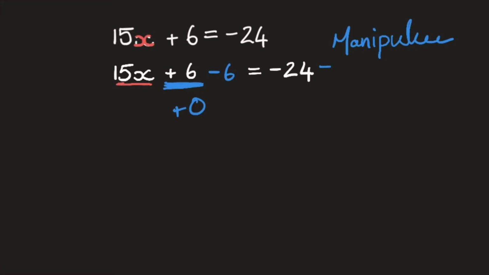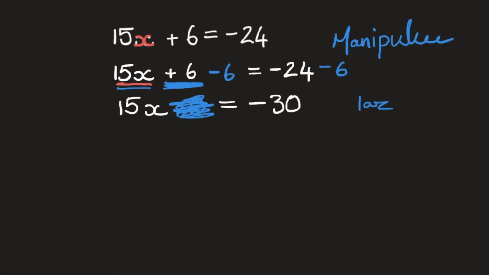But because we need to figure out what 15x equals, we're going to subtract it from the other side as well, which gives us 15x equals -24 minus 6, which is going to give us -30. We'll just put the 0 there to give effect. Let's cross it out. The reason we don't actually put it there is because mathematicians are lazy.